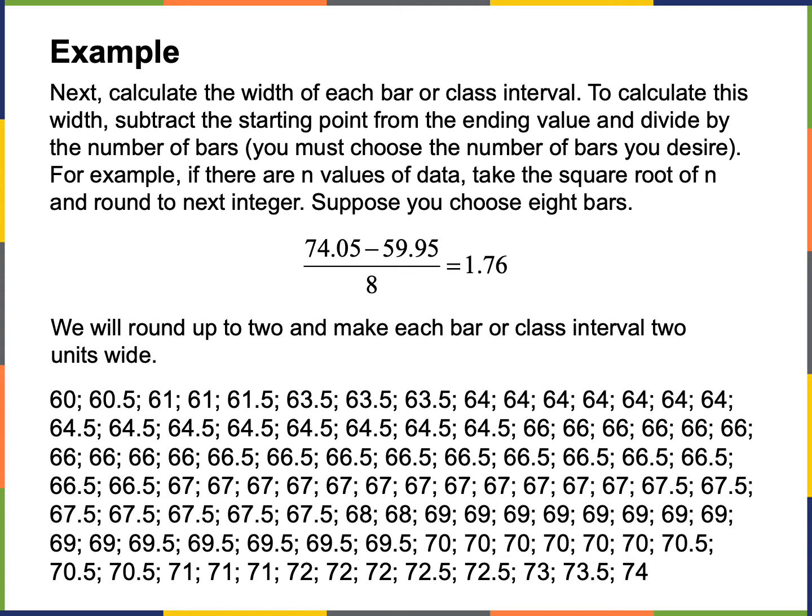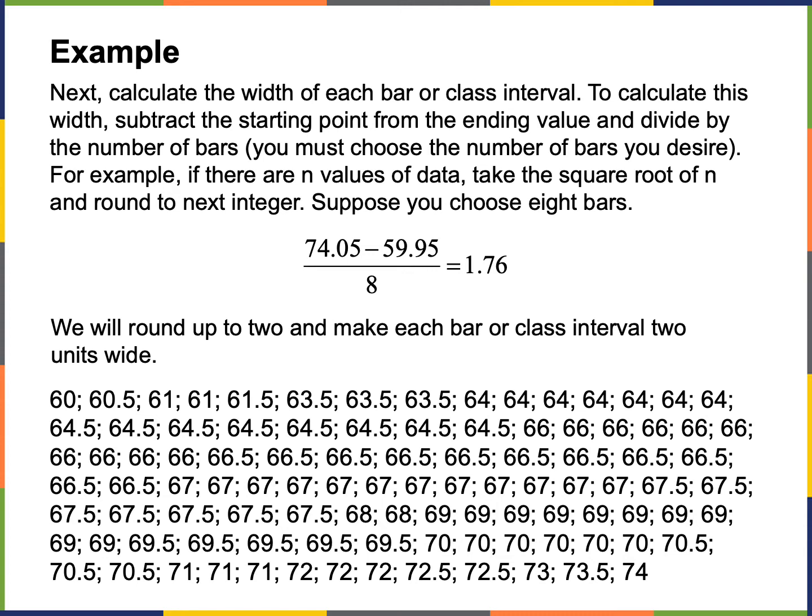You have the lower fence and the upper fence. So in order to find out your intervals, let's say we wanted to have 8 bars, we subtract the difference, which is basically the distance covered, and divide by 8, which is 1.76. Okay, so this is just a good place to find out the width, okay?